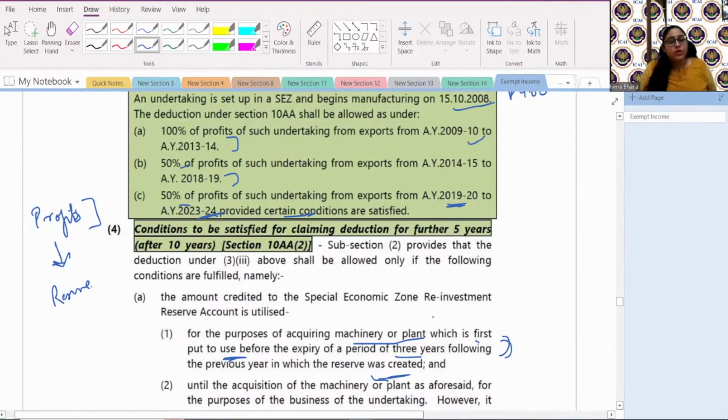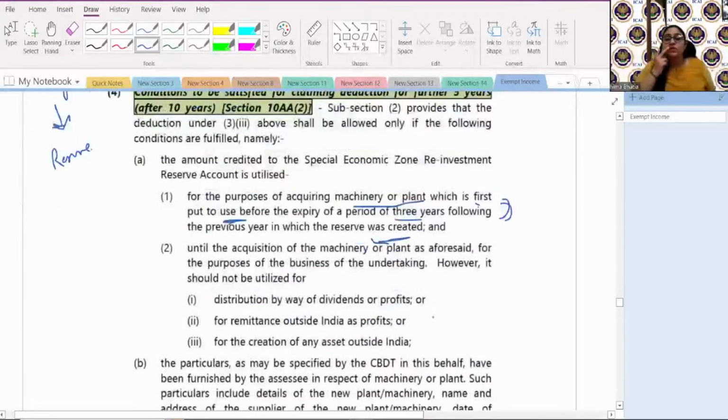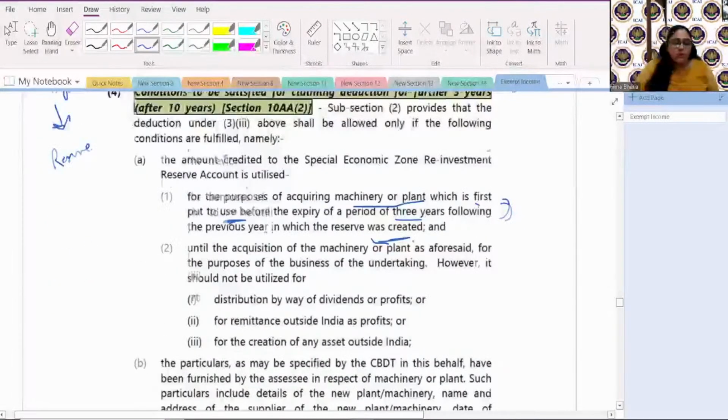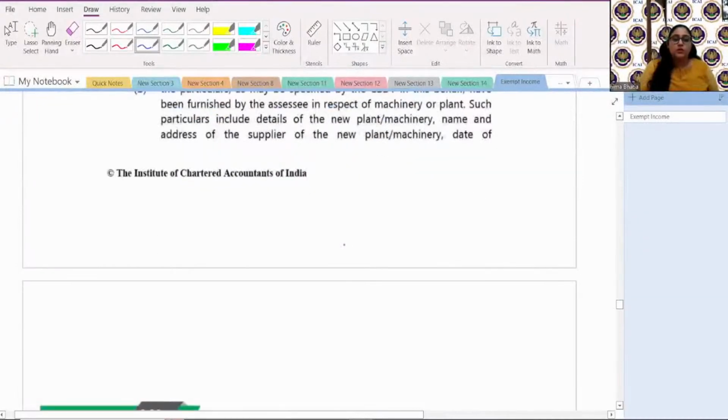If you do not do it, whatever profits you claim as deduction would be treated as your income once that 3-year period is over. If you misutilize those profits, if you utilize them for some other purposes, like giving a dividend, remitting them outside India, or creating any asset which is not allowed, then also in the year in which you misutilize it, the deductions which you have claimed would become your income. Deductions which you have claimed in these last 5 years would become your income. Okay, the idea is clear. Now, let's understand a few more things.